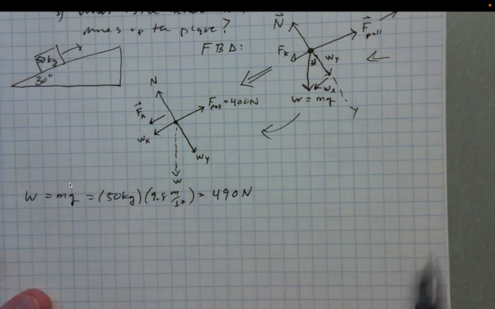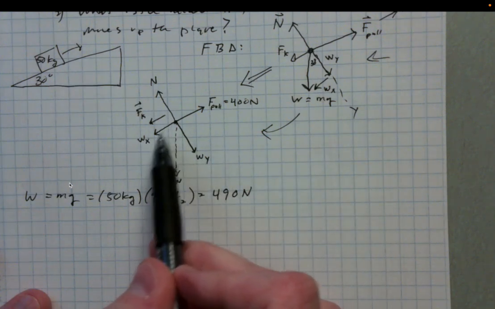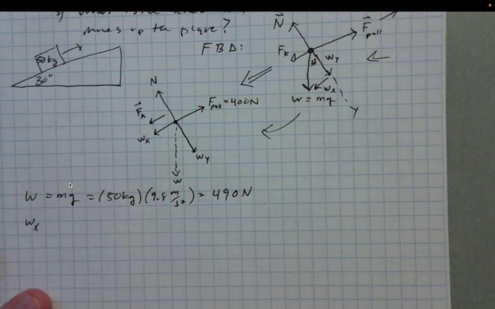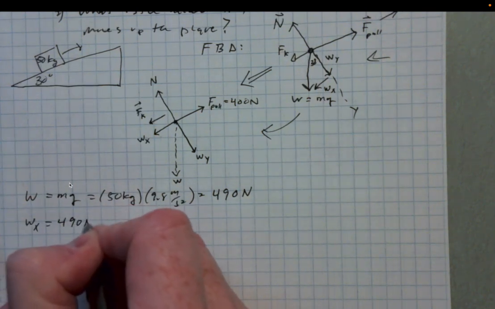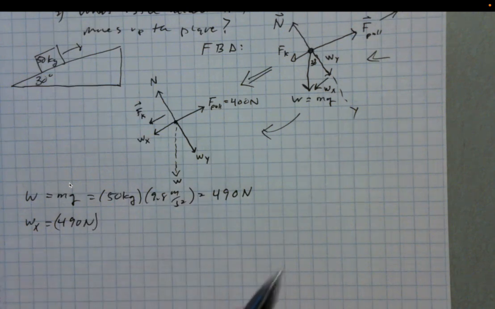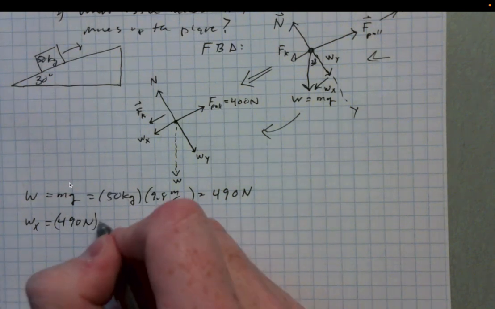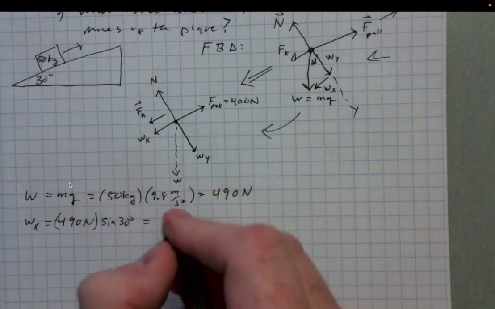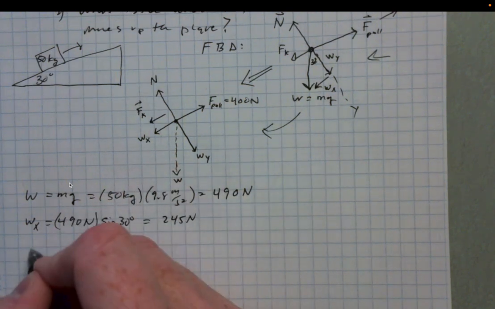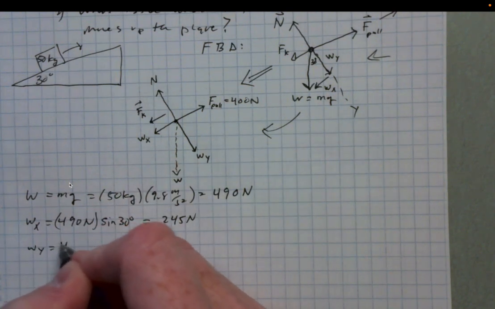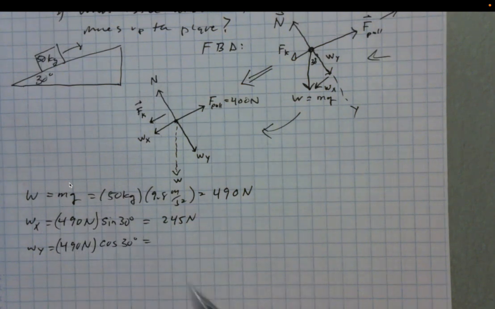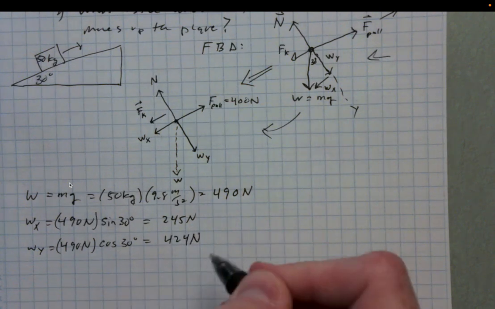Now that force can be broken out along, again, the x component and the y component of the weight force, right? And so we'll do wx first. That's equal to 490 newtons. Now you can just draw a triangle off to the side to figure out the sine and cosine piece of this, but this will be times the sine of 30 degrees. Okay, when you do that, you get 245 newtons. And wy is similar, 490 newtons, but cosine of 30 degrees. And when you do that, you see you get 424 newtons.